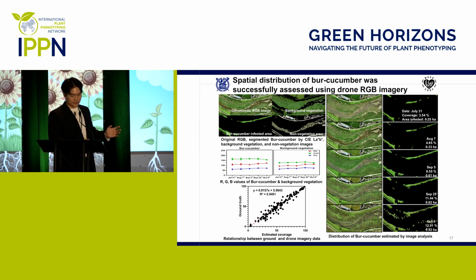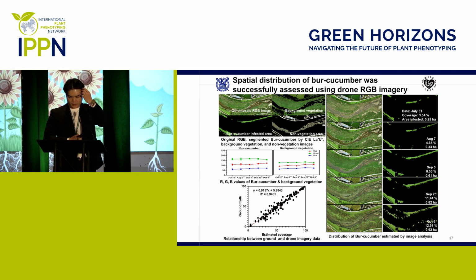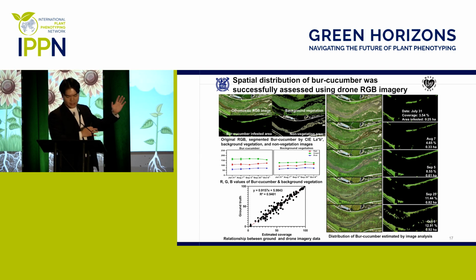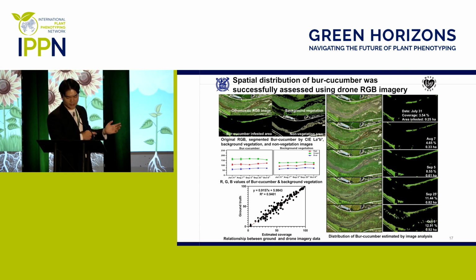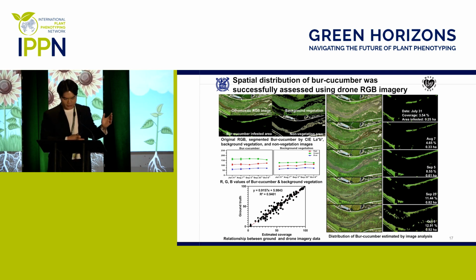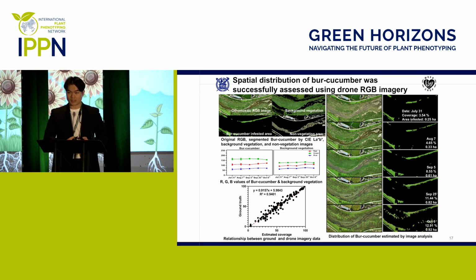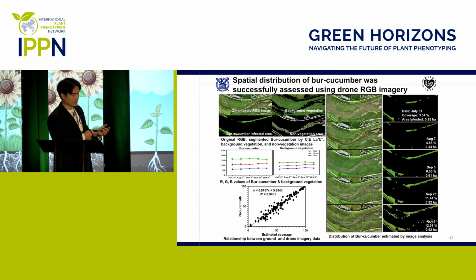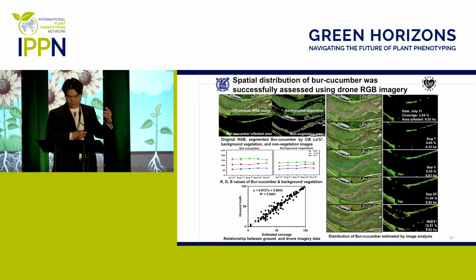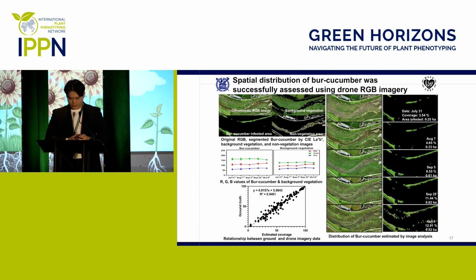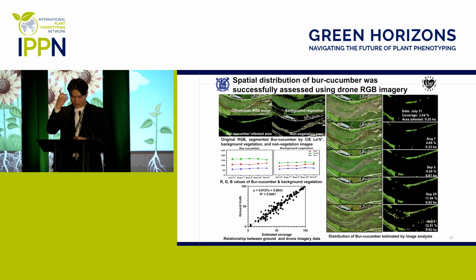Our results show that by using the CIELAB color space, we could separate the cucumber from the background vegetation. And RGB analysis showed that the cucumber had a higher green value, making it easy to segment. And when we compared the ground truth data with the drone imagery, we found a strong relationship, allowing us to effectively monitor how the cucumber has spread across the area over time.